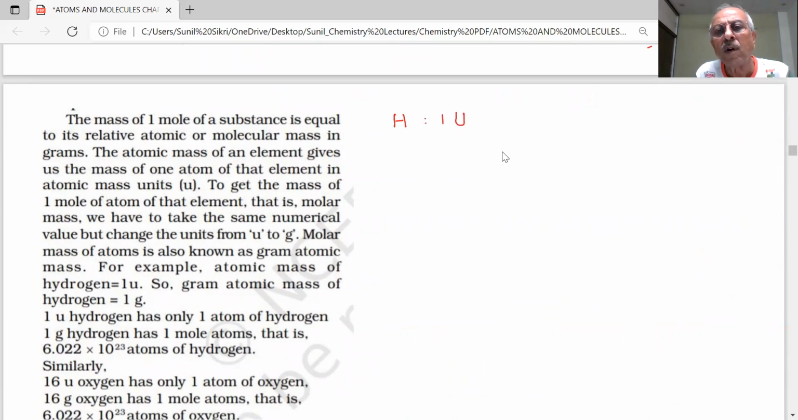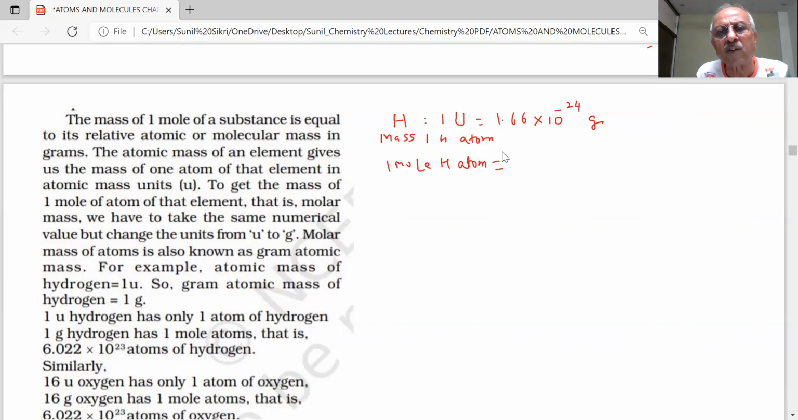1 U? Yes, sir. How many grams? I told you 1 U is 1.66 into 10 minus how many? 24 grams, student. This is a very small number. This is the mass of 1 hydrogen atom. Is it clear? Yes. Now I say 1 mole of hydrogen atoms.